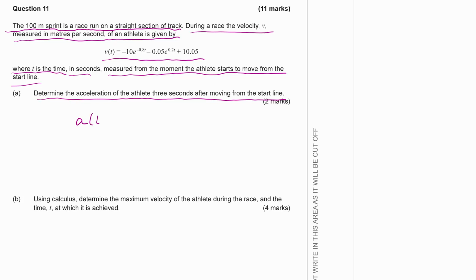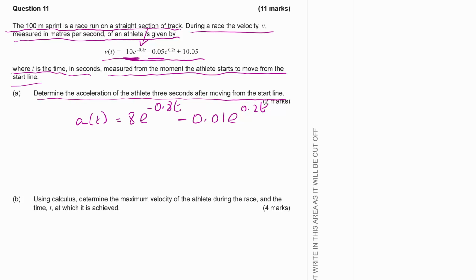So a of t is the differential of the velocity. So we're going to use the chain rule. Remember, with the exponential, the argument doesn't change, but we'll have to multiply by the negative 0.8. Negative 10 times negative 0.8 is 8. So it's going to be 8e to the negative 0.8t. Doing the same sort of thing here, we'll have the 0.2 multiplying the 0.05. And so that's going to be 0.01 e to the 0.2t.